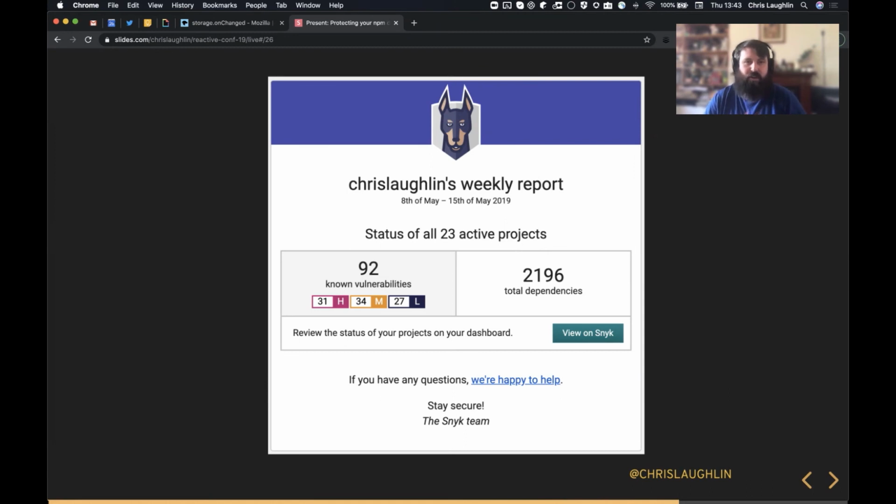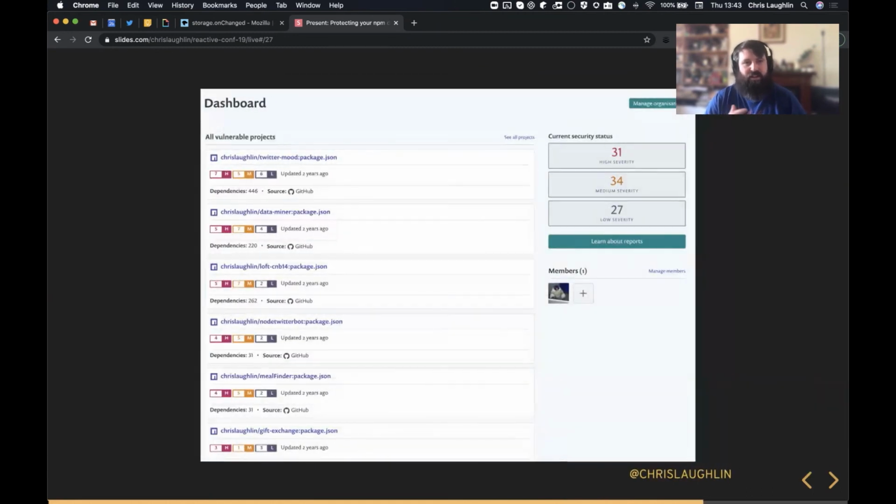It shows how many vulnerabilities I have, and a really nice looking dashboard to show all the different active projects that I have, and what the vulnerabilities are, so I can see a good health check of my products, whether they're really at risk or have a little bit of risk, and know which ones to tackle first.